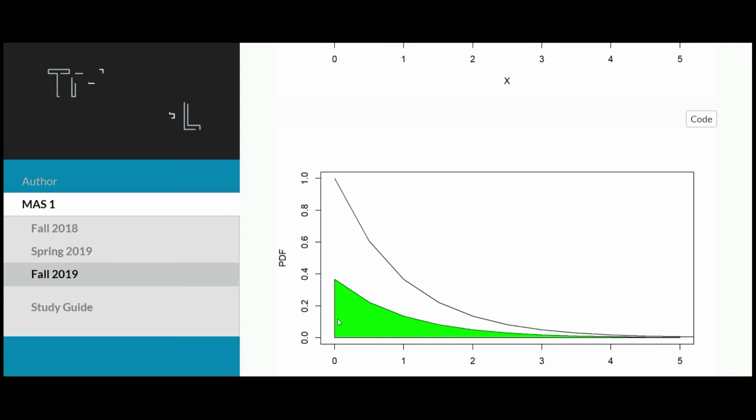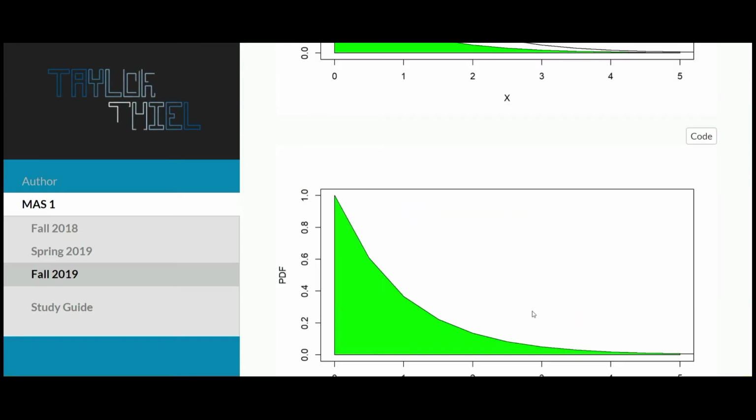And then finally what we need to do is recognize that the total green area does not sum to 1, because we took a PDF, which does sum to 1, and then just subtracted off some of the area. And so what we need to do is divide by the total area of the green shape, and then that will rebalance it to 1. And when we do that, we just get right back to the exponential distribution.